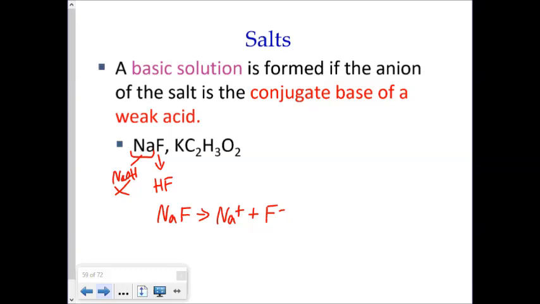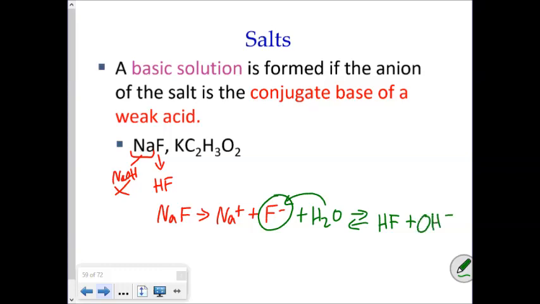But what happens now, this guy is going to do what? It's actually going to react with water. It's going to pull off an H. It's going to create HF. But also in that process, it ends up making hydroxide. So because it is a conjugate base of a weak acid, it's going to still react with water. It's going to pull off H's and create hydroxide. When you create hydroxide, what happens to your pH? pH increases and you become basic. Yes, this is a basic solution now.